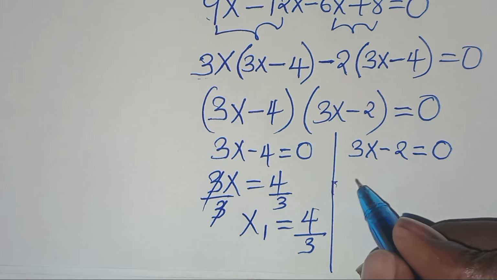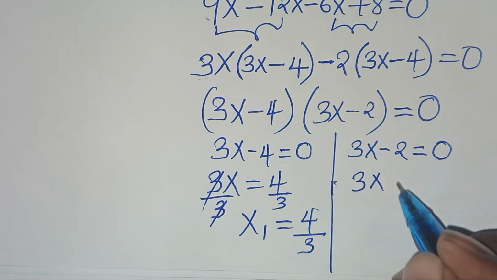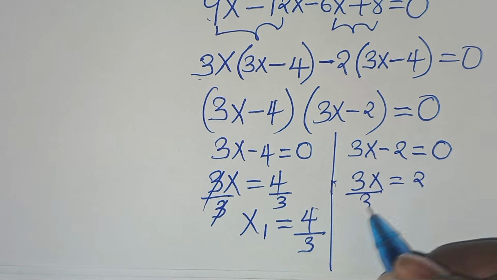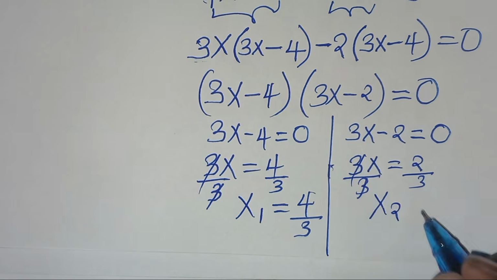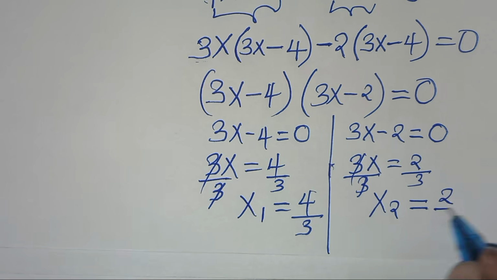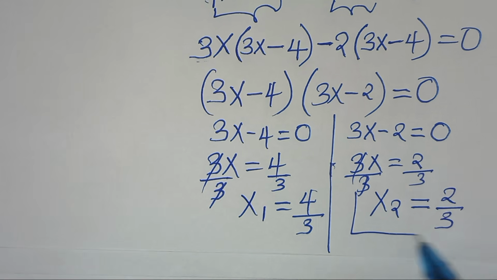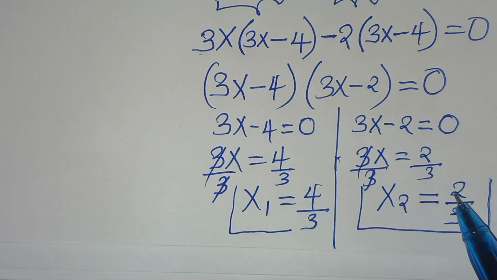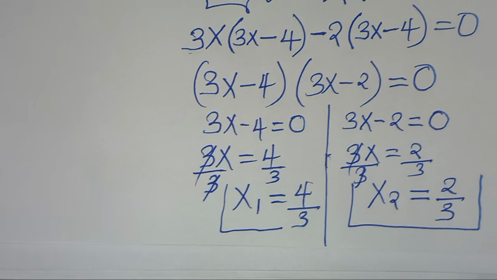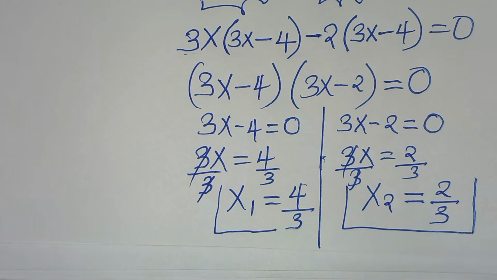Now let's solve for x2 here. We have 3x is equal to 2. Let's divide by 3 on both sides so that we have x2, this is equal to 2 over 3. So we have x1, which is 4 over 3, and x2, which is 2 over 3. Let's proceed to case 2 from here.